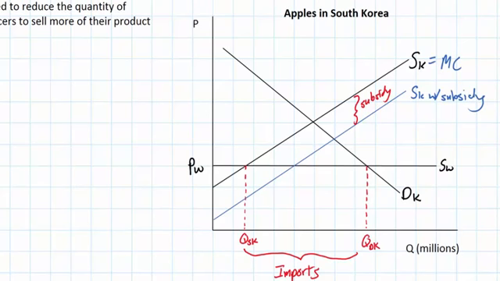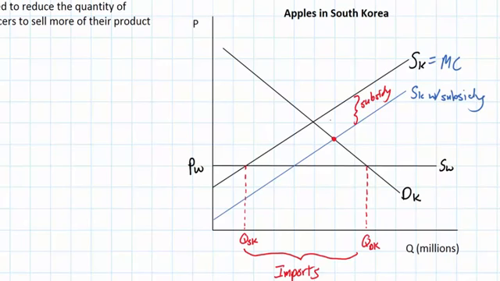Unlike the other forms of protectionism, quotas and tariffs, there's actually not going to be a change in the price of apples in South Korea when there's a subsidy for domestic growers. In fact, the world price of PW is still lower than the domestic price of apples would be with the subsidy, which would be found at the intersection of SK with subsidy and DK.